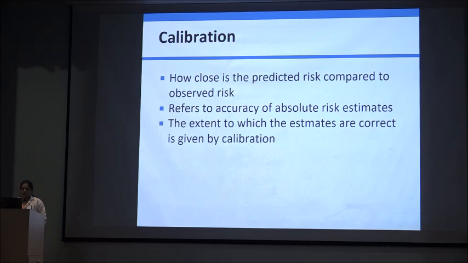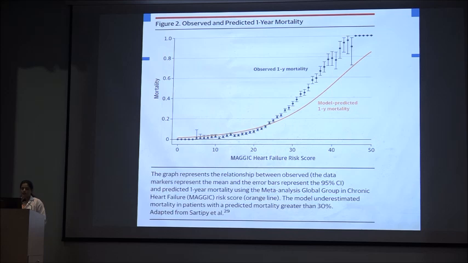Calibration, not very frequently reported, is how close the predicted risk is compared to observed risk. And it refers to accuracy of absolute risk estimates, and the extent to which estimates are correct is given by calibration. This is what a calibration plot looks like. So this is the axis observed, and this is the expected from the risk score. So they had made a risk score, the meta-analysis global group in chronic heart failure had given a risk score for expected probability in patients listed for heart transplantation.